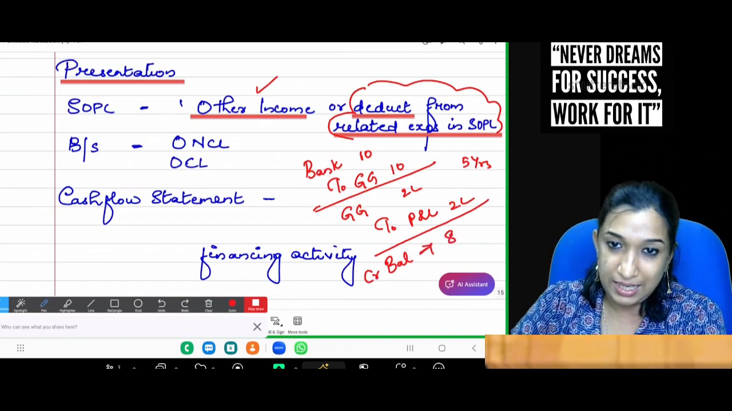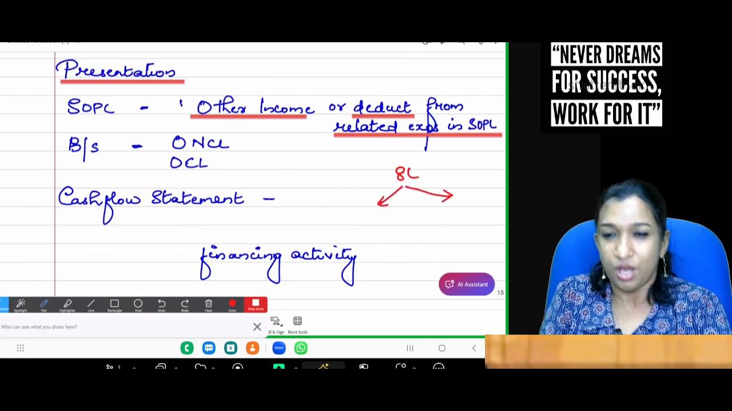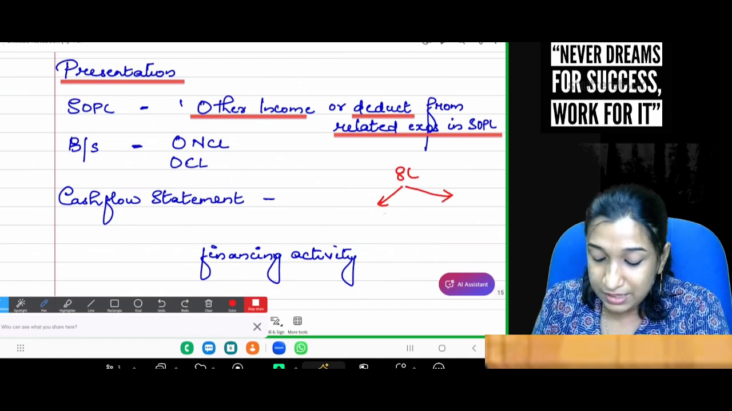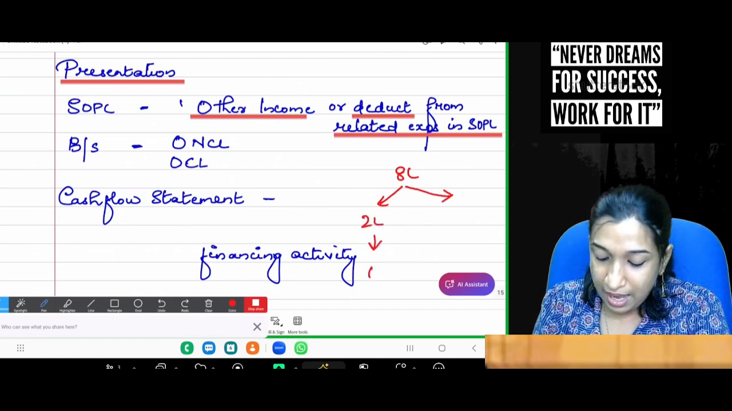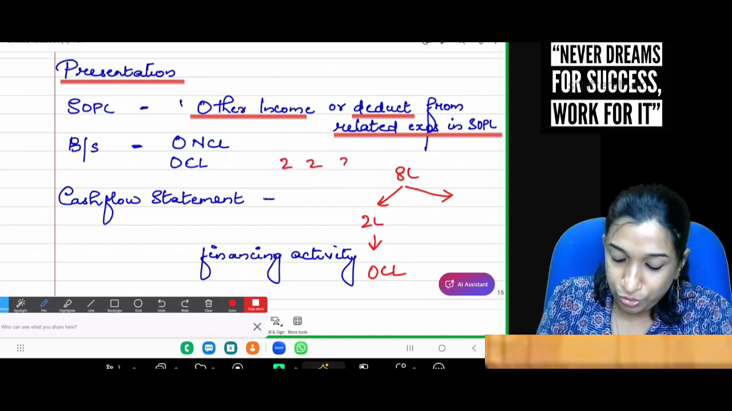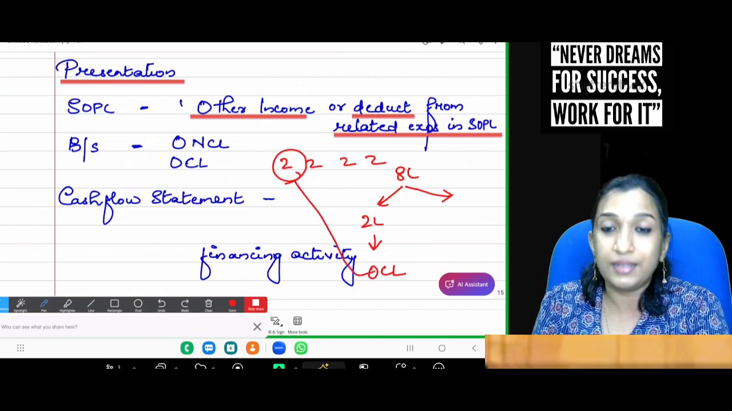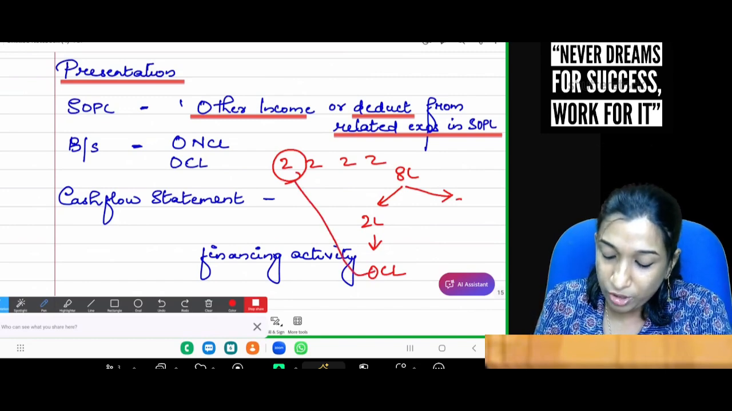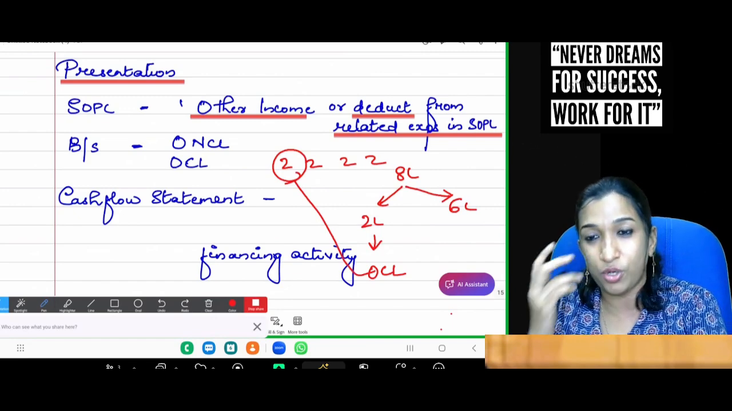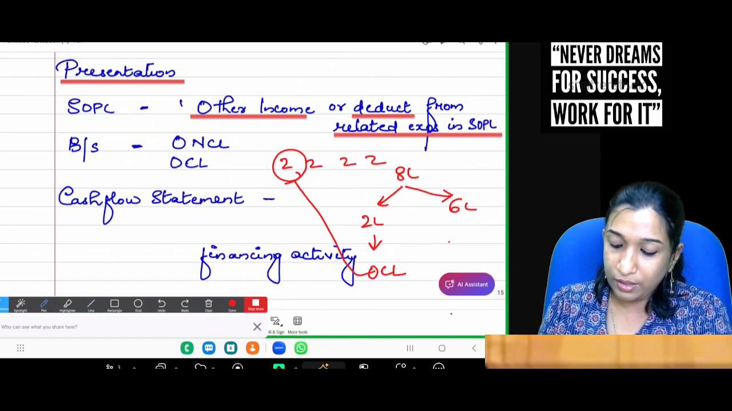Where will you show this 8? Out of that balance 8 lakhs, the amount which will be amortized in the next 12 months, 2 lakhs, will be shown under other current liability. The amount which will be amortized for more than 12 months, 6 lakhs, will be shown under non-current liability.